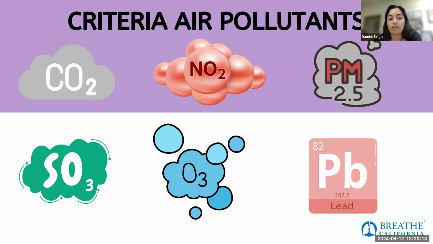The fourth criteria air pollutant is SO3, and this is formed when oxygen reacts with sulfur dioxide that is released during coal, oil, or gas burning. Exposure to SO3 can cause skin and eye irritation, dizziness, nausea, and also an increased risk of cancer.